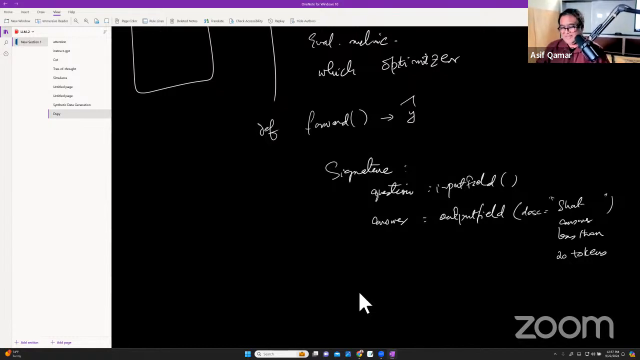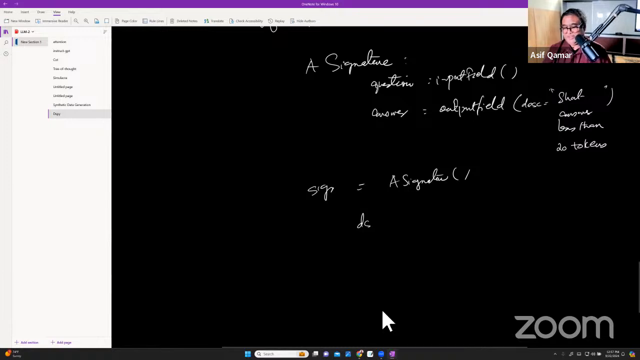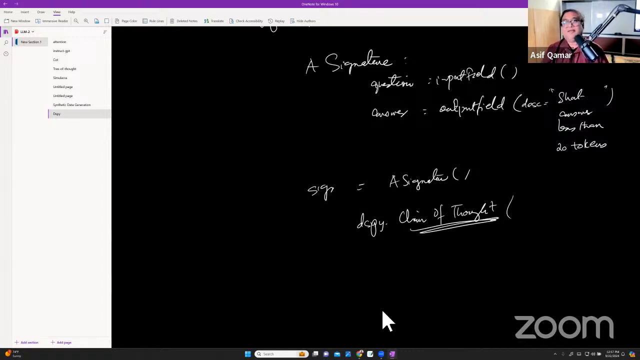And now you get this. And then what I would have done is I would have said sig is equal to a signature object. And then that object I would have given to DSPy chain of thought. So chain of thought is an internal method it will use. It needs to know what is the input and output. And there I would have said sig. I would have written it a little bit more formally rather than this.